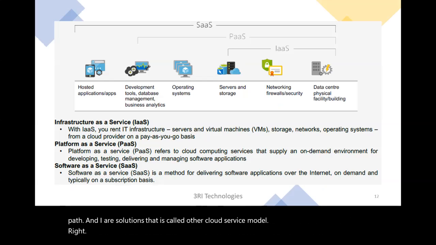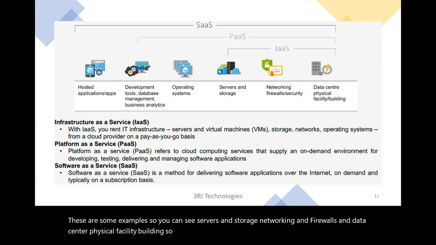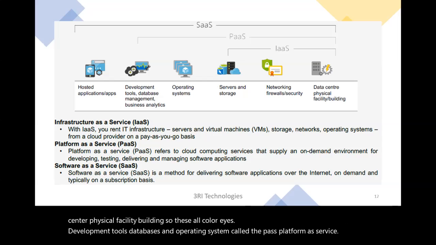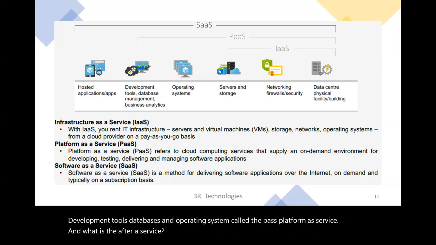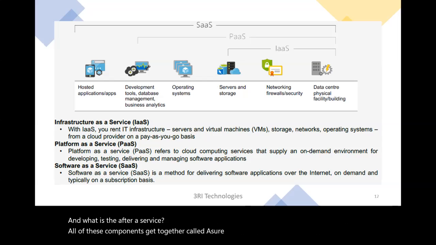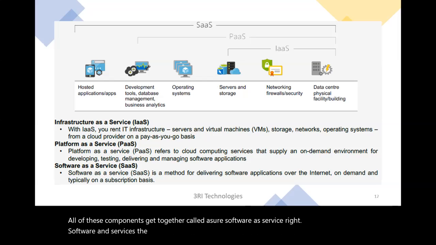These are some examples. So you can see servers and storage, networking and firewalls, and data center physical facility building. So these are all called IaaS. Development tools, databases, and operating system are called PaaS, platform as a service. And what is software as a service? All of these components together are called software as a service, right? The best example nowadays is Office 365. That is your software as a service application.